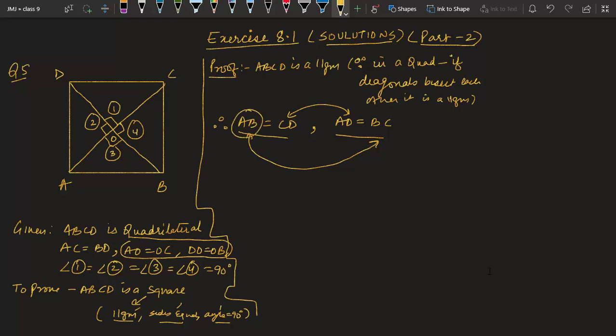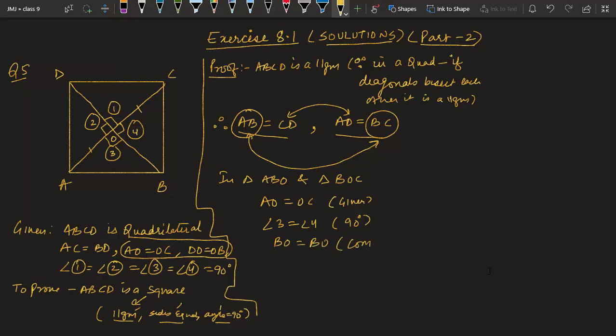Let us think on AB and BC only, and the triangles on which AB and BC are coming are triangle ABO and BOC. So let us take triangle ABO and triangle BOC, let us see what is given to us. AO equal to OC is given to us. Second thing, these angles are equal, 3 equal to 4, so it was quite easy, both are 90 degrees. And the third thing, from our side, BO equal to BO, common. So we can say the triangles are congruent.